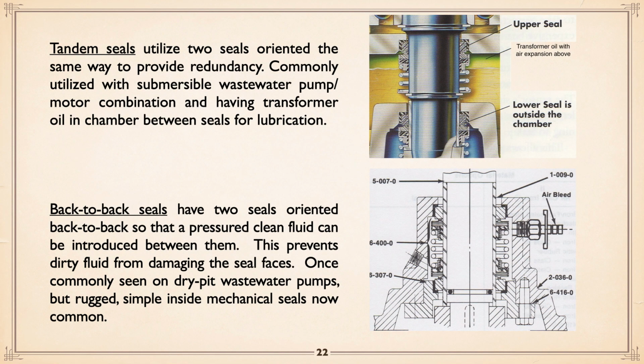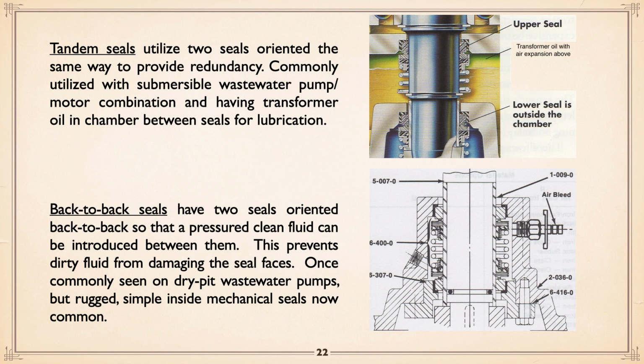Tandem seals. A lot of submersible sewage pumps use tandem seals. Both are the same way. They're essentially unbalanced inside mechanical seals, a lower one and an upper one. The lower seal is actually, the spring and everything are actually outside the chamber. The upper seal is in a bath of oil. And as I say, commonly used on submersible pumps. The oil, by the way, is transformer oil.